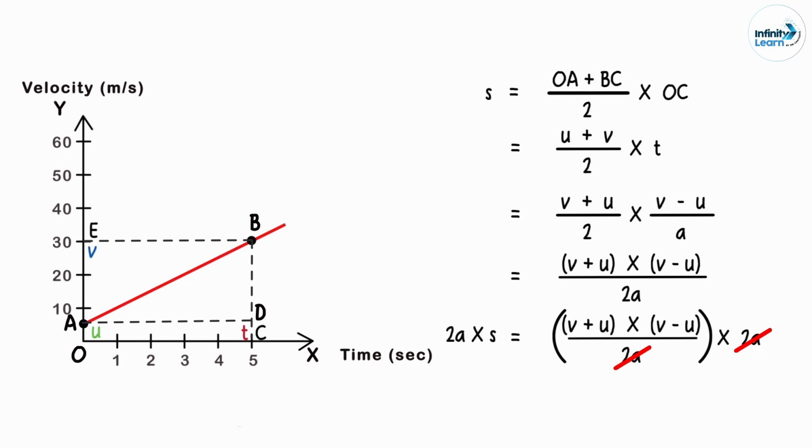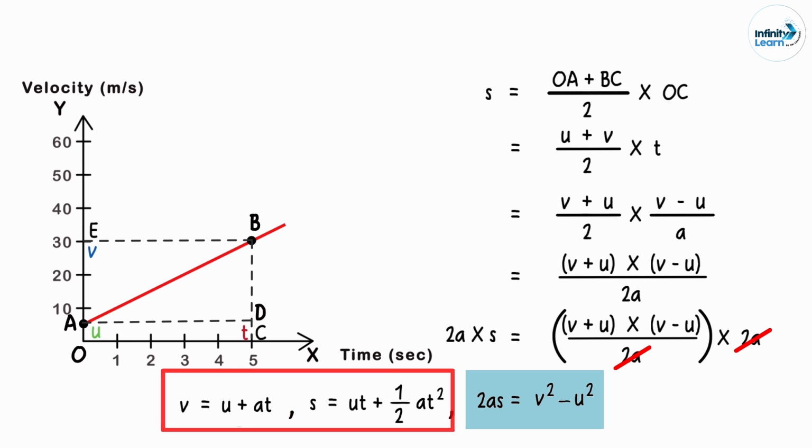Do you remember the identity (A plus B) times (A minus B)? What does that equal to? You're right. (A plus B) times (A minus B) equals A squared minus B squared. So we can write this equation as 2A times S equals V squared minus U squared. That's the third equation of motion, and these are the first two.